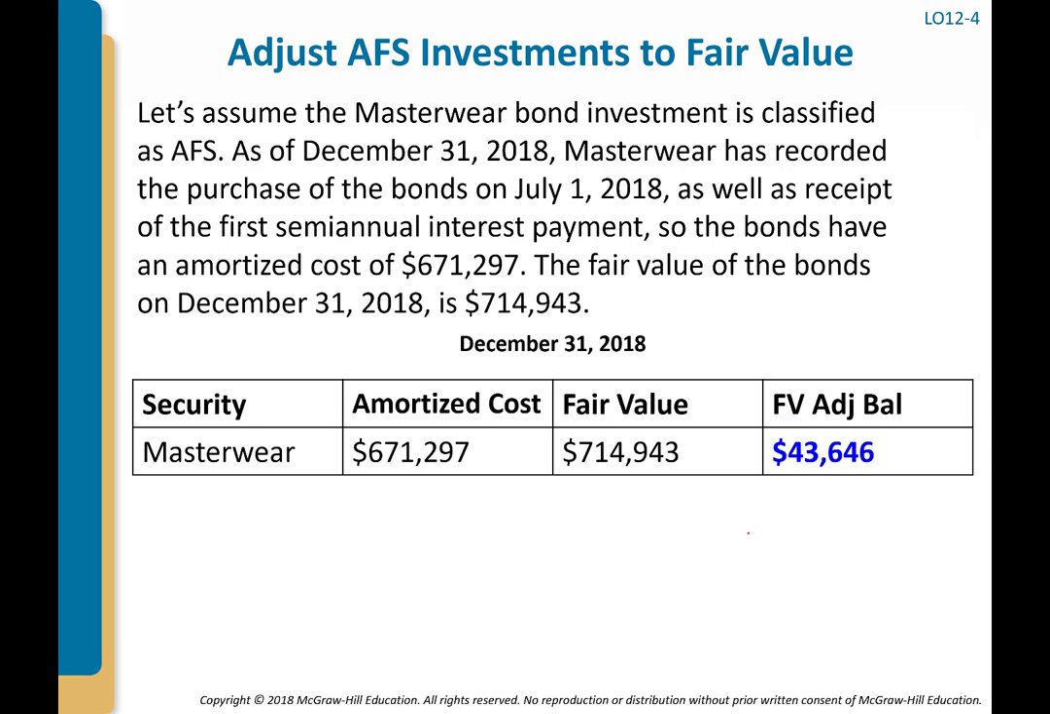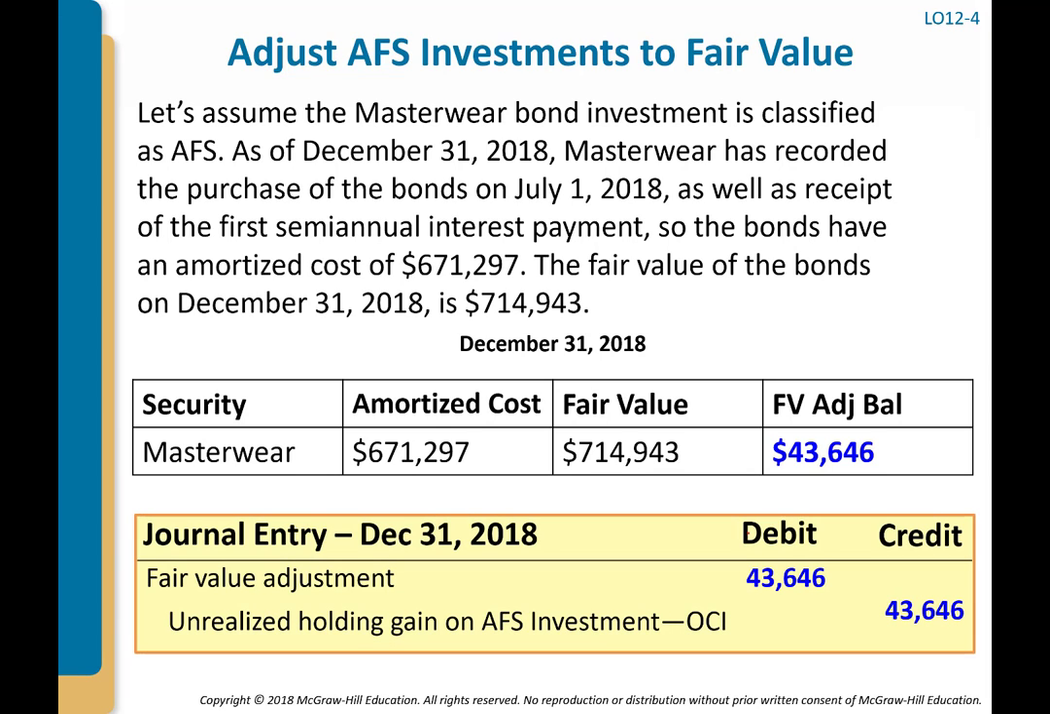We still debit the fair value adjustment for the $43,646, don't we? Just like we did under the trading situation. But now the credit, the income, is not going to go to net income. It's going to go to what? Other comprehensive income, right? OCI. Okay, so we have that $43,646.